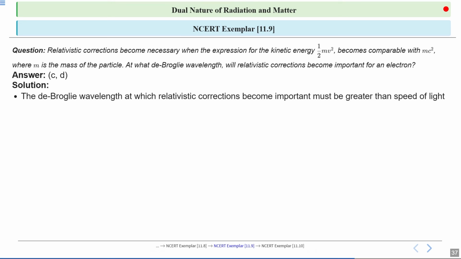So let's think about what it means for relativistic correction to be important. This happens when the electron speed gets closer to the speed of light c. In other terms, when the kinetic energy is not much less than the rest energy. So let's recall the formula for de Broglie wavelength. The de Broglie wavelength lambda is given by lambda equal to h upon mv. So from here, after rearranging it, v equal to h upon m lambda.